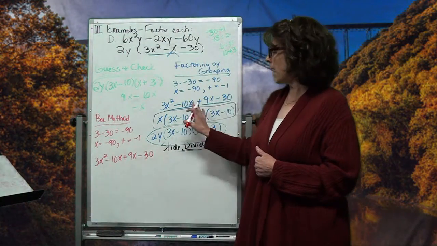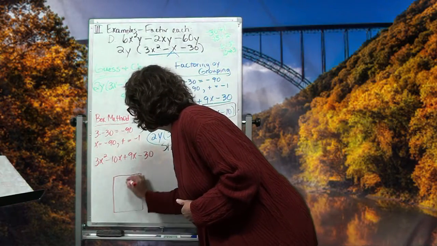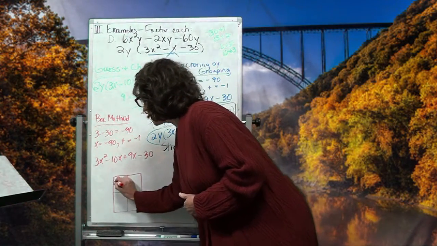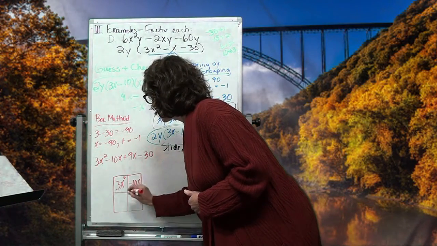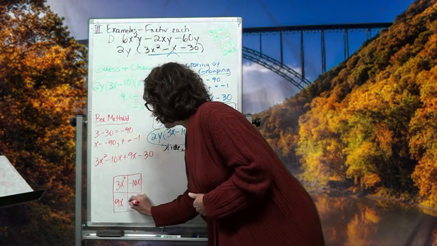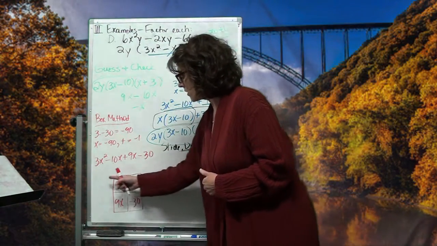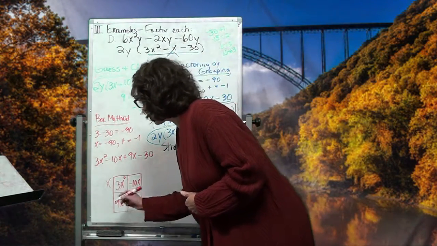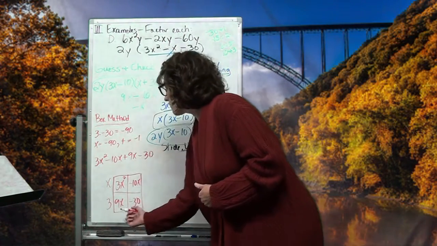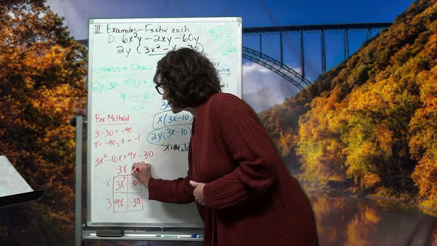But instead of pairing these up, I'm going to put them inside that box. So my 3x squared will go here. My negative 10x will go here. My 9x will go here. And my negative 30 will go down here. I'll factor across and factor up. Factoring across, I can take an x out of each of these. Factoring this way, I can take a 3 out of each of these. Factoring up this way, I can take a 3x out. And factoring up this way, I can take a 10 out.